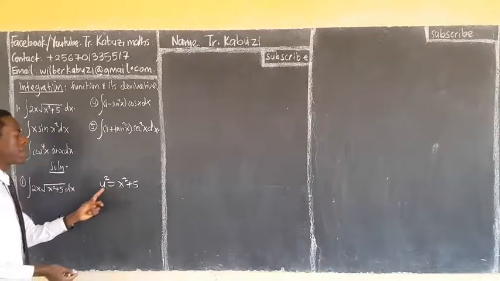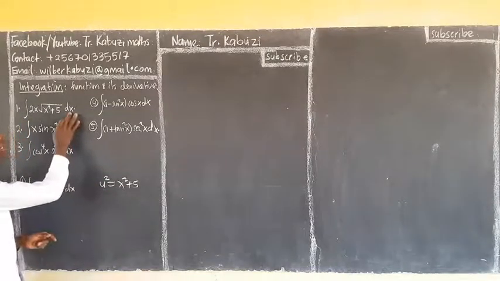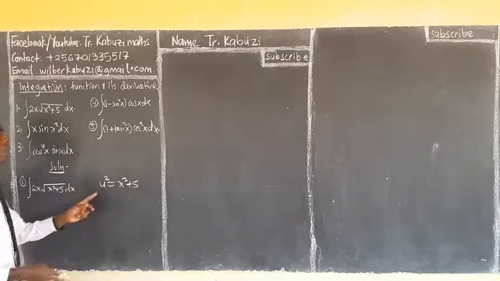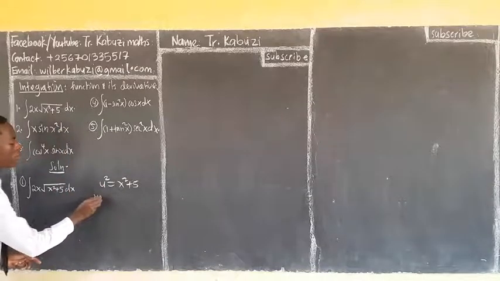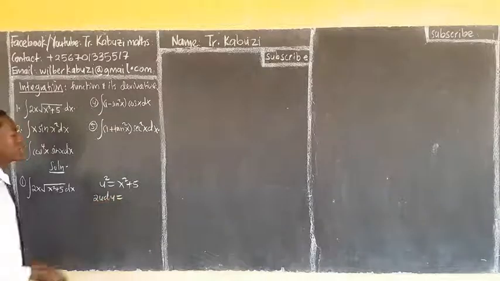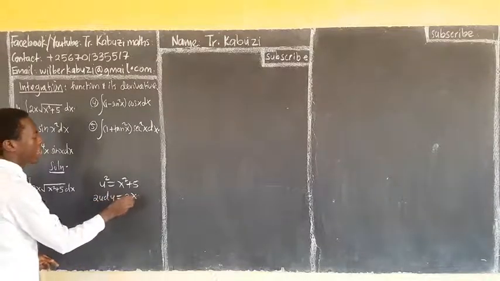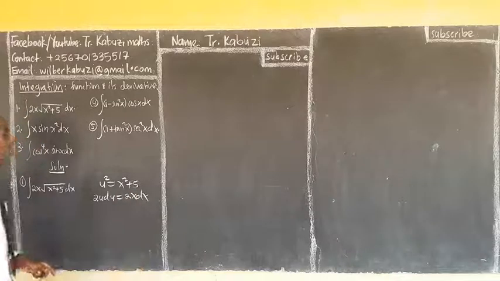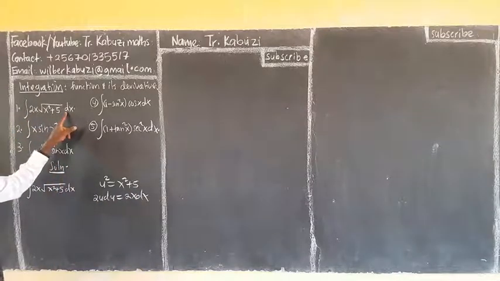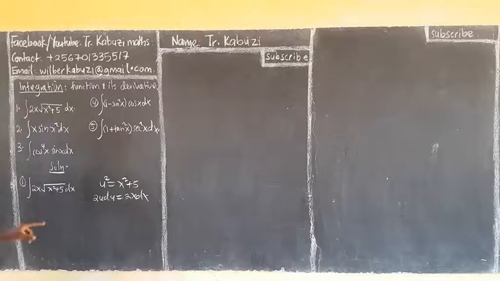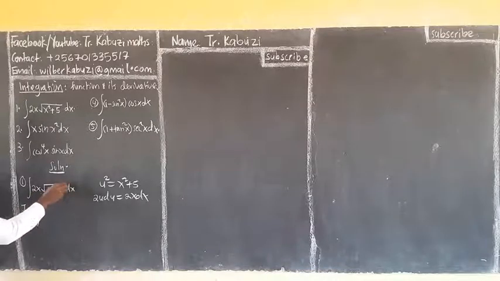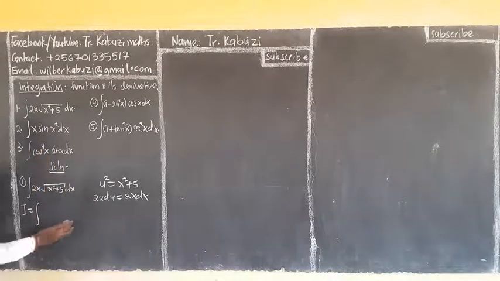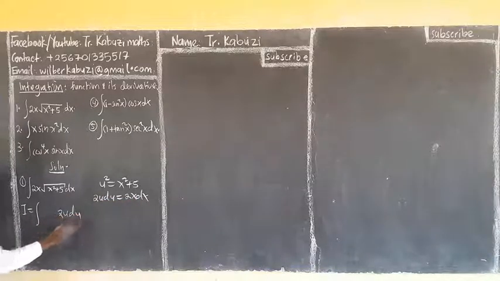You are changing from x now to u. So you differentiate, you get the differential for x, and you also get the differential for u. So this will be 2u du equaling 2x dx, because the derivative of 5 is 0. So 2x dx is already there. From here, your integral will be integral of 2x dx, and 2x dx is 2u du.